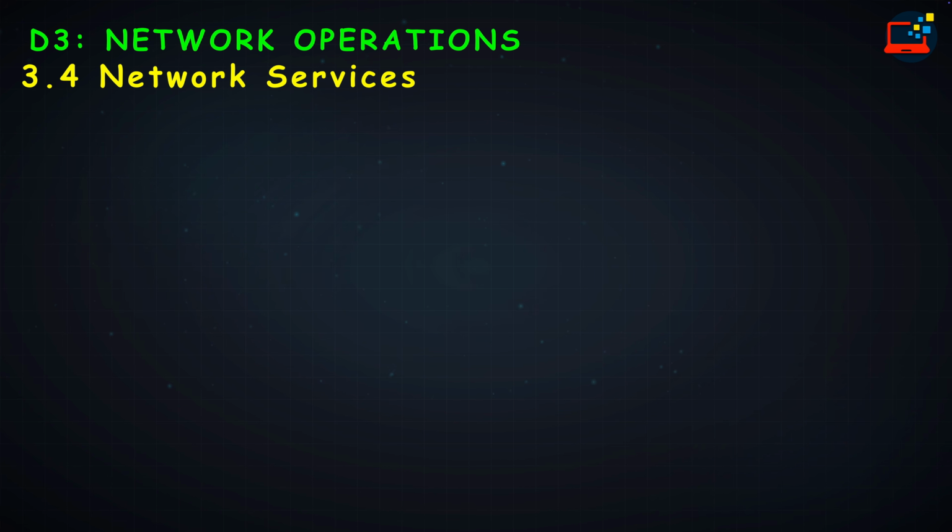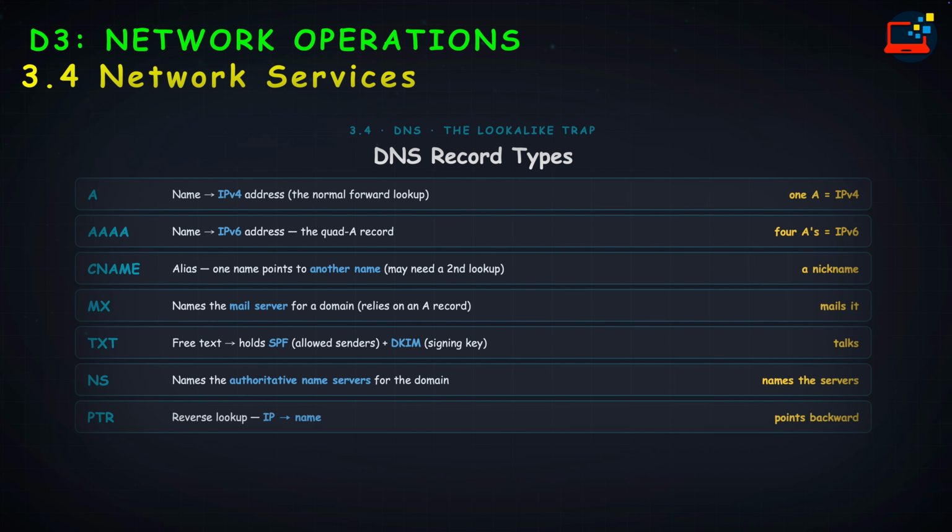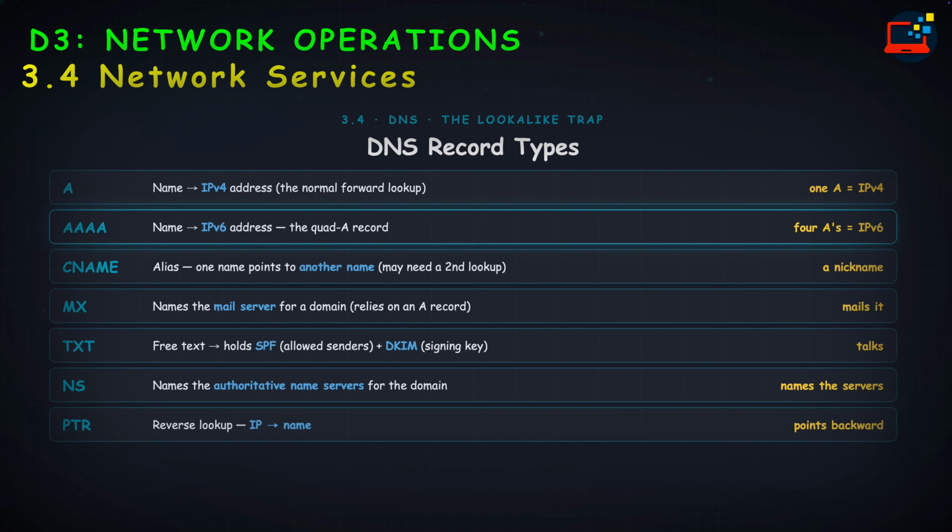Now, the record types, because the exam will hand you 4 records that all look alike and ask which one a lookup returns. An A record maps a name to an IPv4 address. That's what a normal forward lookup returns. An AAAA record, 4 A's, sometimes called the quad A record, does the same job for IPv6. Count the A's. 1 A for the 4 numbers of IPv4, 4 A's for the long IPv6.